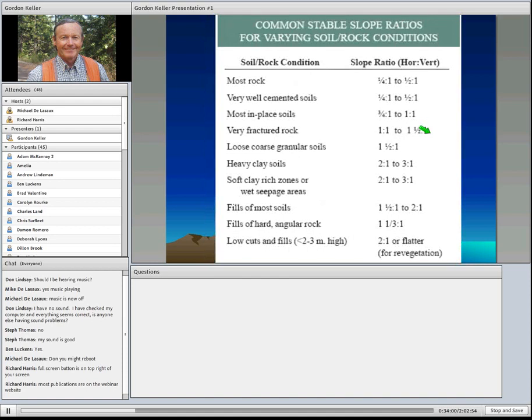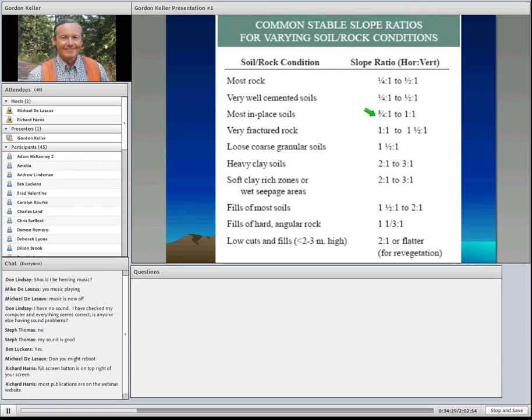This list here from our low volume roads engineering guide is common slopes. I don't say recommended because it's so particular to specific soils and the conditions you're working in. But these are what I've seen, and it seems to work in most areas. In rock, it can be almost vertical, very steep. Most soils tend to be okay down in this 1-to-1 range, maybe a little steeper.